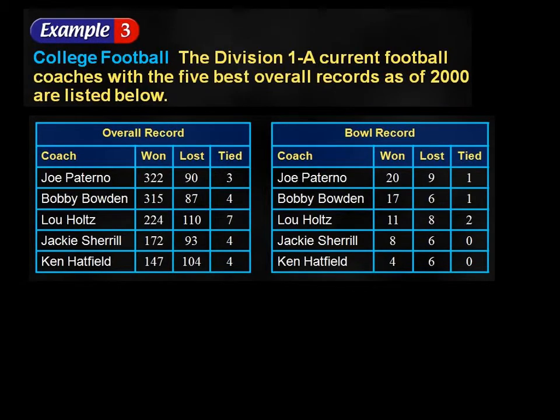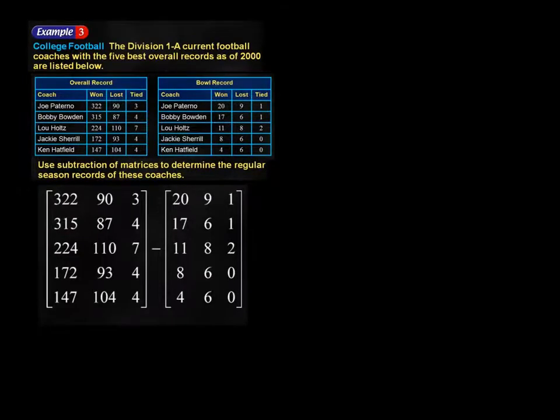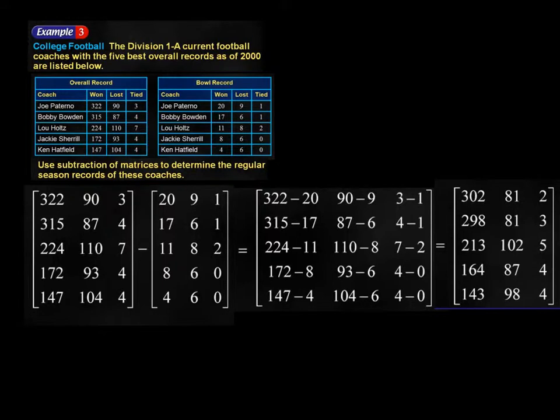The Division A1 current football coaches with the 5 best overall scores as of 2000 are listed below. Use subtraction of matrices to determine the regular season records of these coaches. The only thing we're interested in is the numbers, so we just write them down as a matrix without any names or wins or losses or ties, and we can subtract. Just like adding, when we subtract, we subtract the elements that are in the same position. Ta-da! Once we do all our subtracting, there's our final answer.